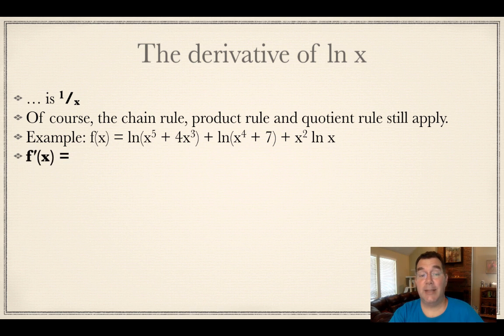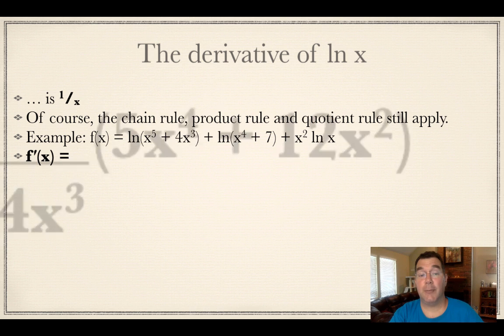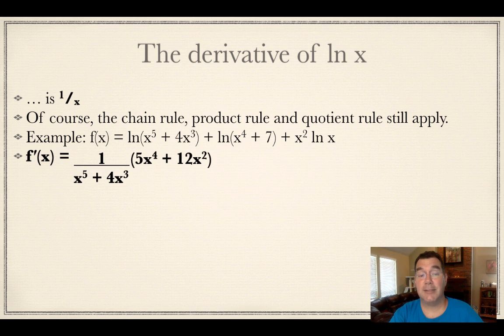So that is going to be, for the first part, I'm going to put that entire set of parentheses in the denominator followed by the derivative of it. That's chain rule. So it's going to be 1 over x to the fifth plus 4x to the third times the derivative of that, which is 5x to the fourth plus 12x squared. Then for the natural log of x to the fourth plus 7, it's going to be 1 over all of that times the derivative of all of that, which is 4x to the third.